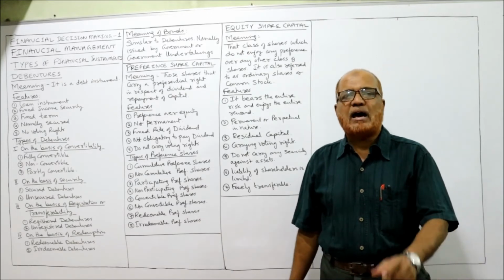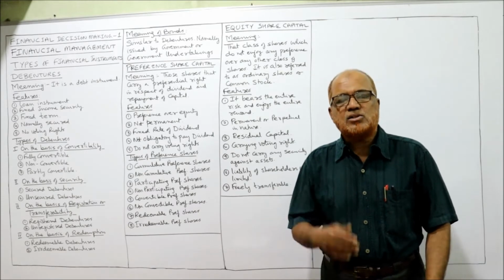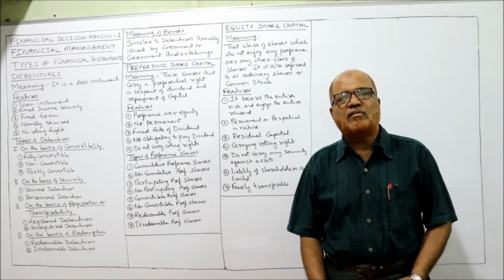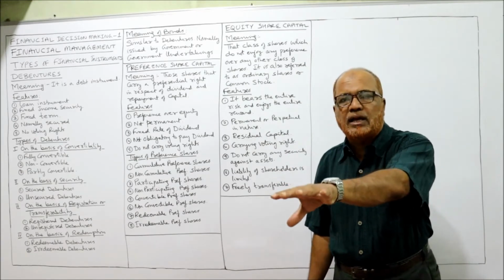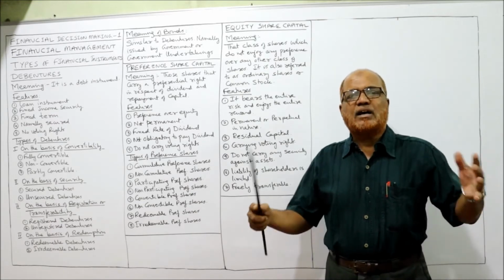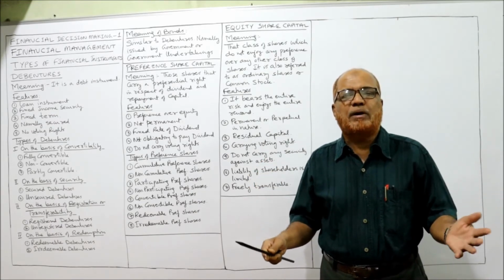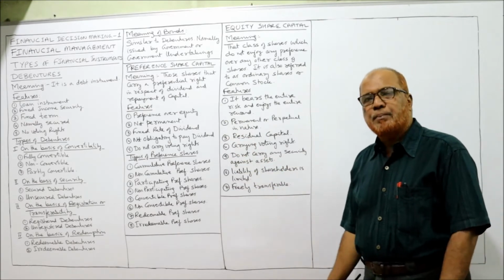And preference shares will have a fixed rate of dividend. Fixed rate does not mean that every year the same rate of dividend will be paid. If the company has earned profit, then only it will pay fixed rate of dividend. If the company incurs losses, there is no obligation to pay fixed rate of dividend. This is the meaning of the term preferences.